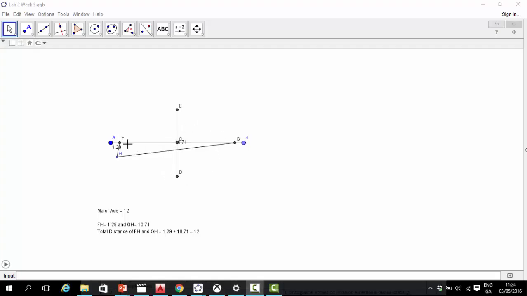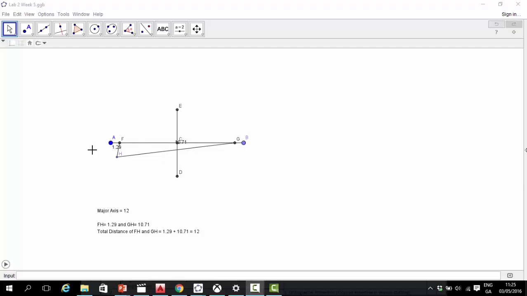and points G and F are the focal points, and they are found by getting half the major axis from, say, C to B or C to A, and swinging it from D or E, and hitting the major axis to find both points F and G, which are the focal points. Since H is always a point on the ellipse, if you join F to H and G to H, the distance from F to H and G to H, if you add them together, it will always be equal to the distance of the major axis. So, like shown here, F to H is 1.29 and G to H is 10.71. When you add them together, it's 12.